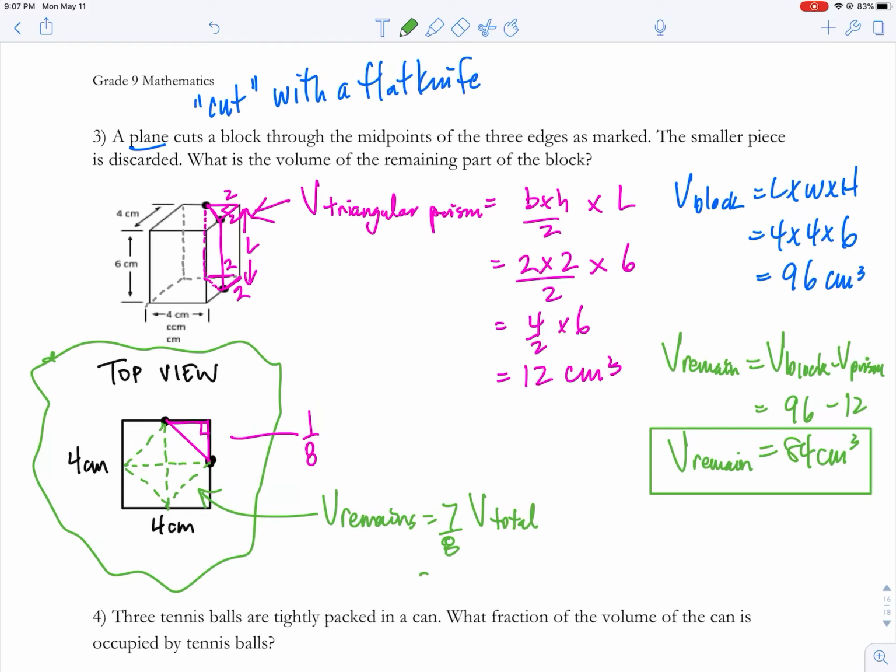And interestingly enough, if you do 7/8 times 96, you also get 84 centimeters cubed. So that's two different ways of doing that problem.